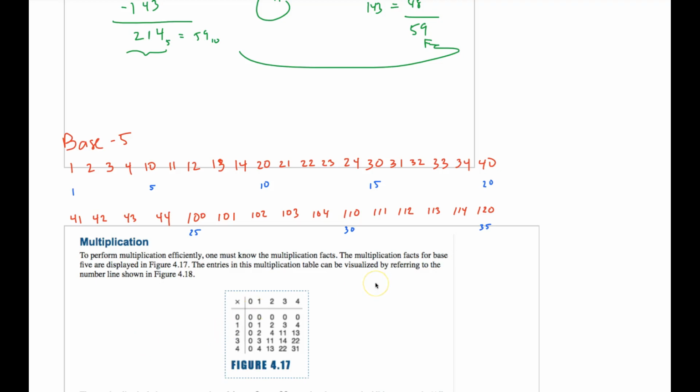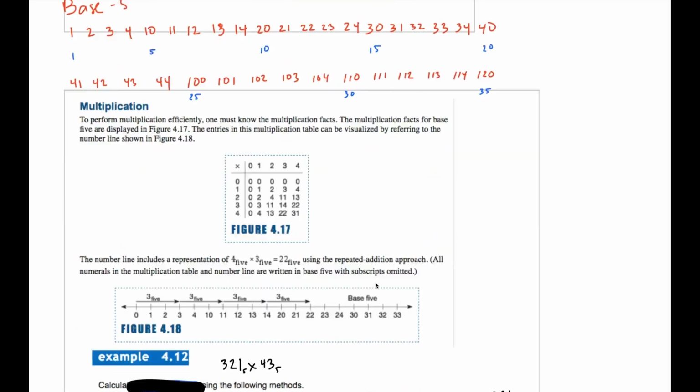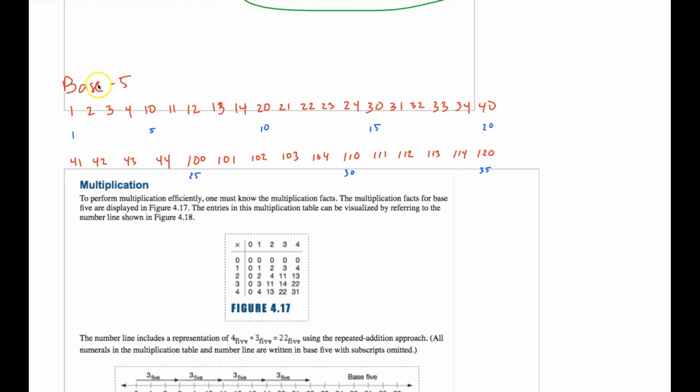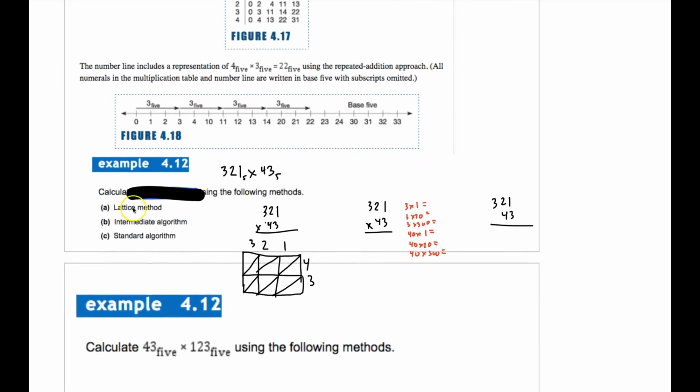Now we're going to look at multiplication algorithms for base 5. Again, it's following the same format. We need to know our simple numbers in base 5, the first group of numbers to help us do our multiplication. So we're going to do 3, 2, 1 times 4, 3 in base 5. And so we'll go ahead and start with the lattice method.